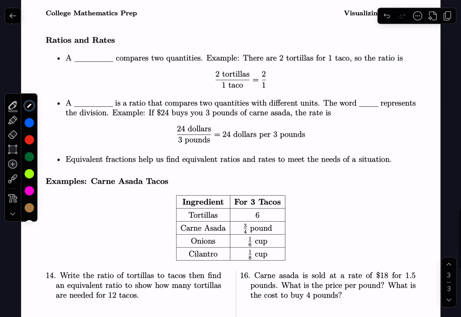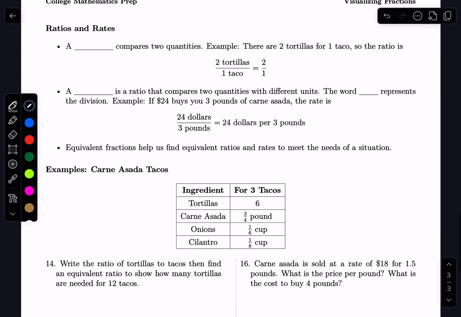All right, now we're going to change course a little bit. And instead of talking about fractions as parts of a whole, now we're going to talk about them as ratios and rates. So our first thing is a ratio, which compares two quantities.